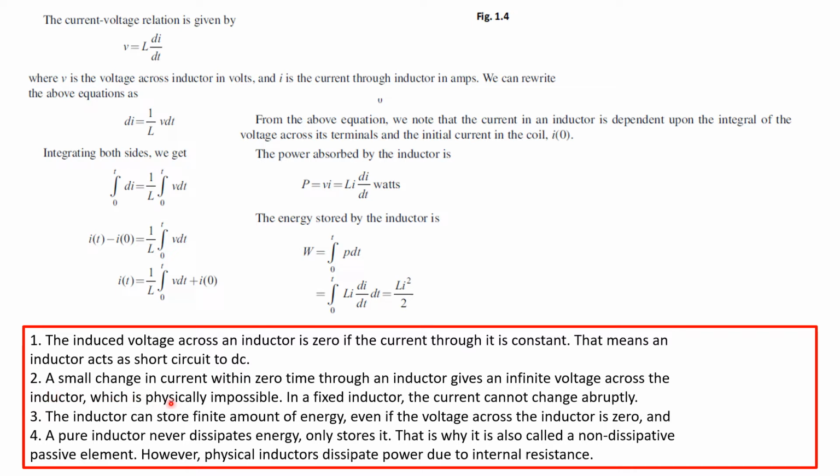A small change in current within zero time through an inductor gives an infinite voltage across the inductor, which is impossible. In a fixed inductor, the current cannot change abruptly. The inductor can store a finite amount of energy even if the voltage across the inductor is 0, and a pure inductor never dissipates energy, it only stores it. That is why it is also called a non-dissipative passive element. However, physical inductors dissipate power due to internal resistance.